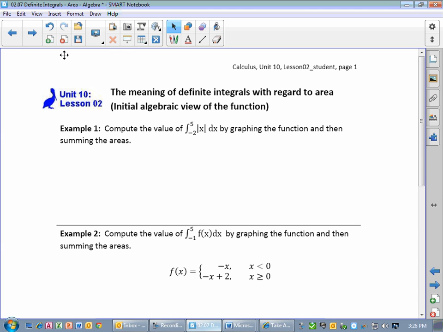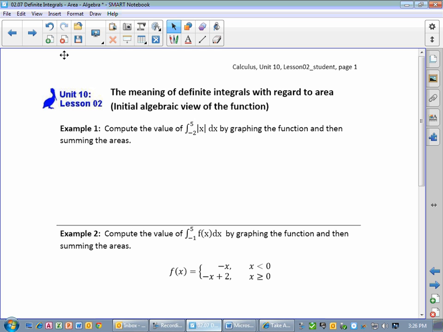Can we find the integral at a point? Think about that for a second. If you found the integral at a point, would you have any area at a point? No. So there's no such thing as an integral at a point, unlike the derivative. You can find the slope at a point. There's no such thing as an integral at a point, really.